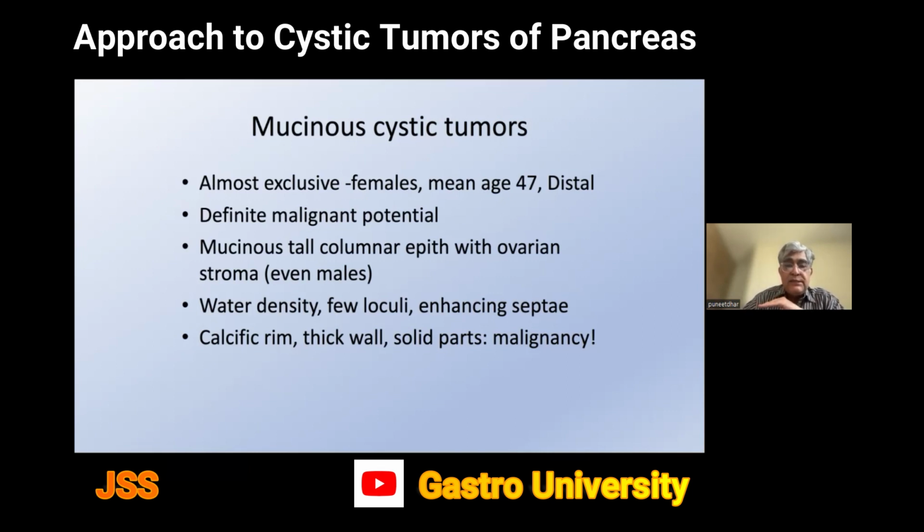So in pseudocysts, we can see the debris settling down, and it will be in the gravitational parts, lower parts. So if you are seeing anti-gravity solid parts, think of mucinous tumors and be suspicious about them. You can actually change position during ultrasound and see whether those solid parts are moving or not.